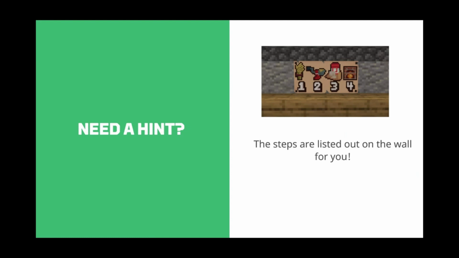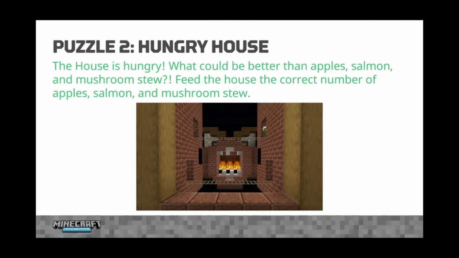We've made some bread. And then the second one that we're going to look at is the hungry house. We've got to actually feed the house now. And what does the house get fed? Apples, salmon, and mushroom stew. Okay, so look around and you should see some movement. And the characters will give you a really good clue as to how many apples, how much salmon, and how much mushroom stew you need. I think you can work that out.